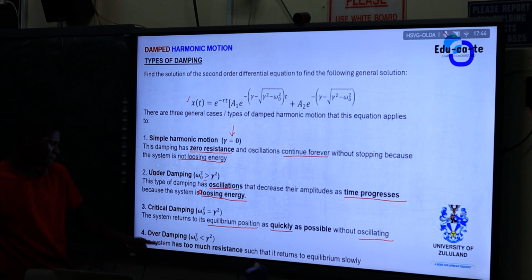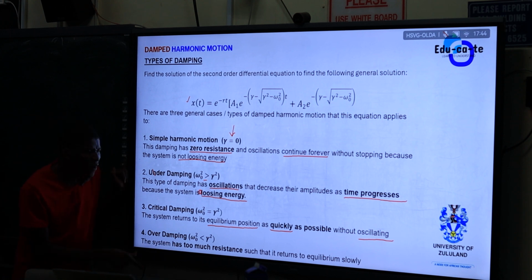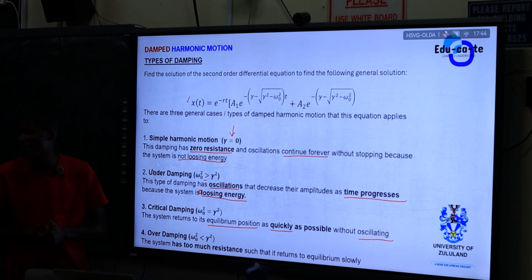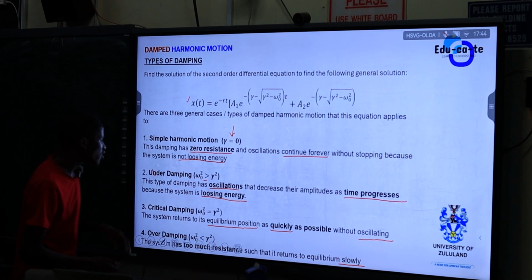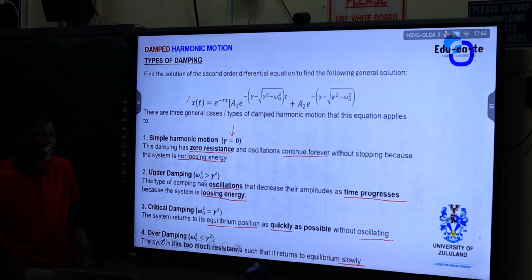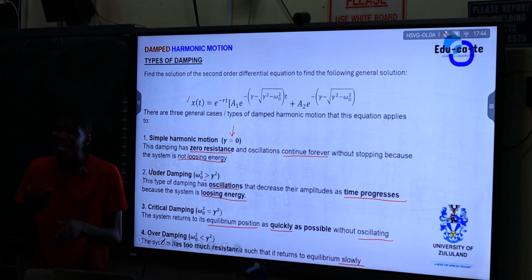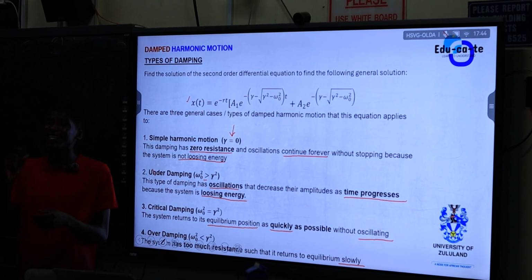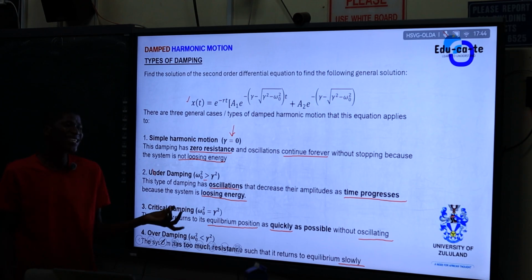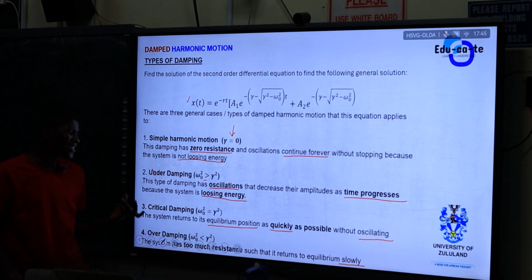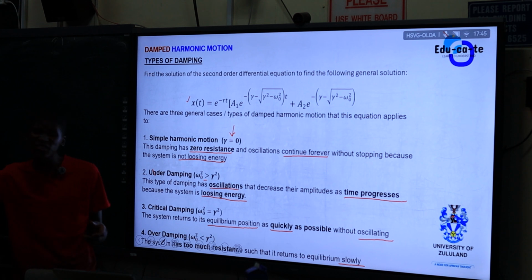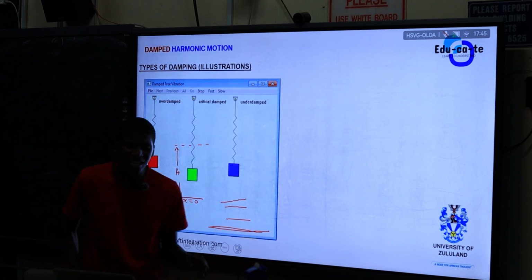So this means that your object will return to the equilibrium position, but how will it do that? Slowly. So this will do it slowly. So critical damping and over damping are similar types of damped harmonic motion, but with critical damping, it returns to the equilibrium position quickly without oscillating. But with over damping, what does it do? It returns to the equilibrium position slowly.